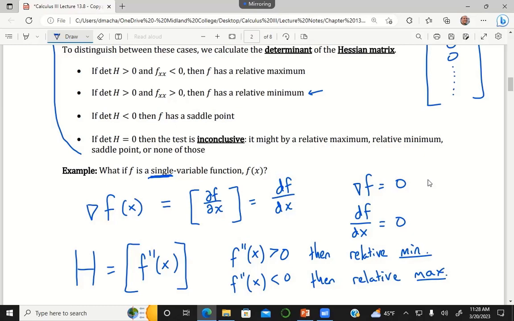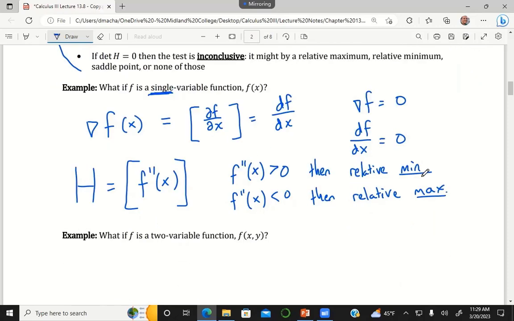We don't have saddle points for a single variable function. A saddle point is whenever you have a relative minimum if you look at one trace, and then if you look at a different trace, it appears to have a relative maximum. For a single variable function, we don't have different traces, so we're not going to have saddle points for single variable functions.